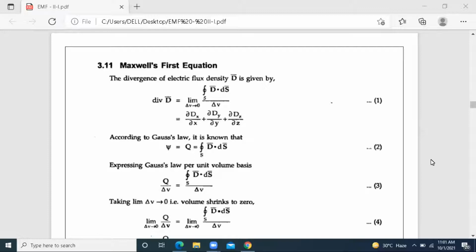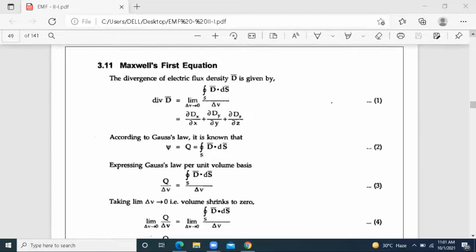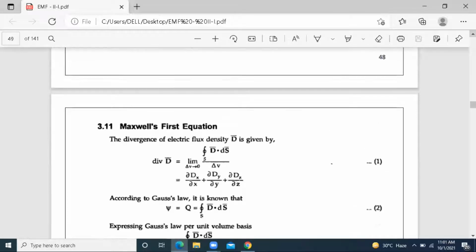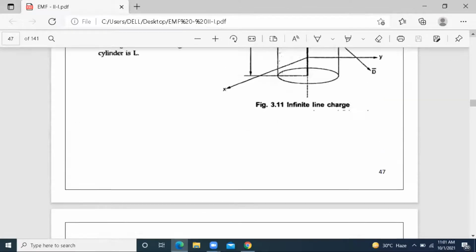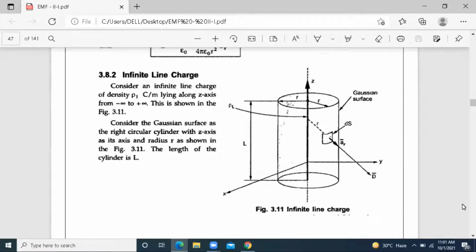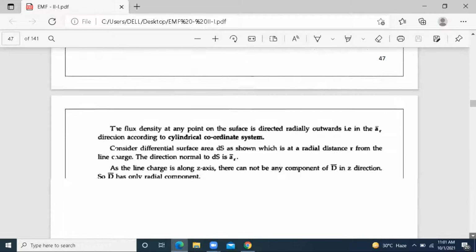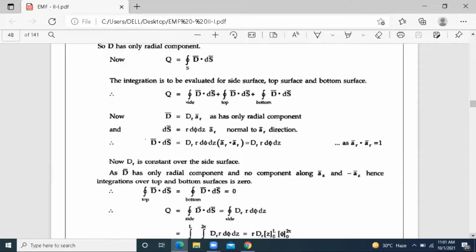Okay. So I believe the last time we stopped at the infinite line charge. Let's check it. Infinite line charge, sir. Right. Let me make sure. This one, right? Yes, sir. And then we did some examples in the video.